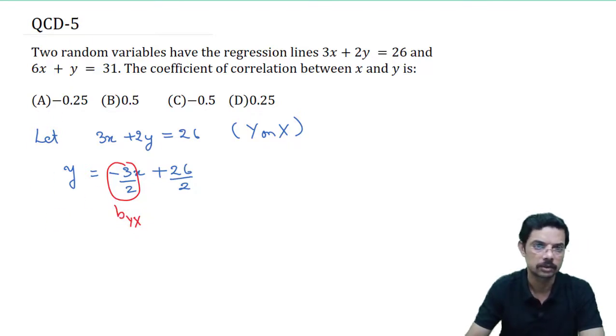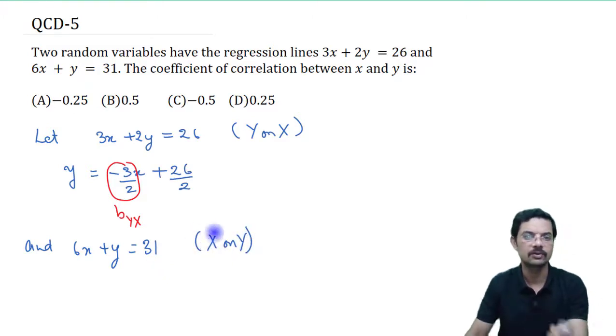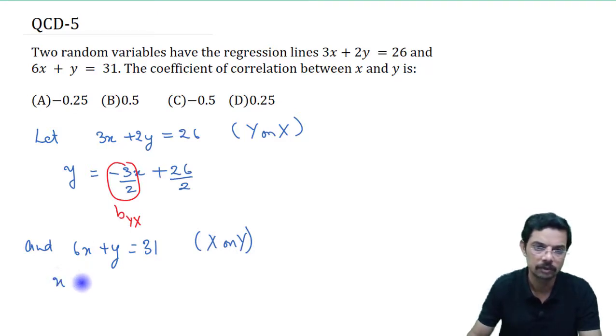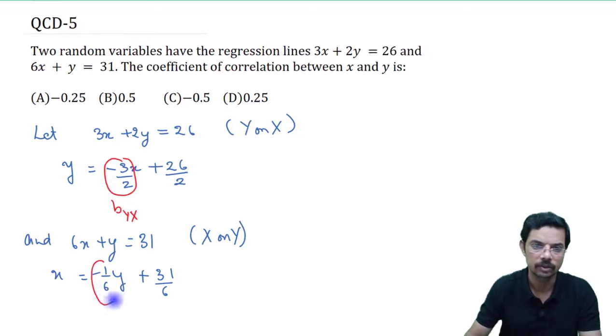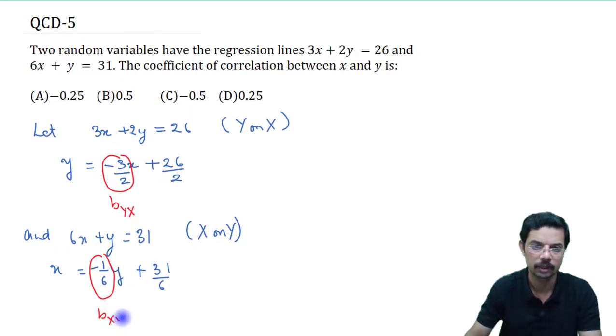Now from the next equation, what we have here is 6x plus y equal to 31. Let 6x plus y equal to 31 be the regression equation of x on y. So when it is x on y, we isolate x. So x will be equal to minus y plus 31. Here 6 was the coefficient of x, so we need to divide. So this is minus 1 by 6 y and 31 by 6. So the coefficient of y, this is b of xy, the regression coefficient of x on y.